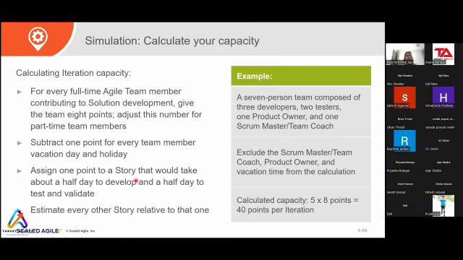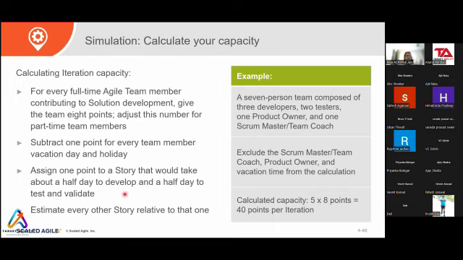Assign 1 point to a story. This is important. Assign 1 point to a story that would take about half a day to develop and a half a day to test and validate. Estimate every other story related to that one. So consider a story which you can completely develop in half a day and the other half day you take for testing and validating. It means completing one story in 1 day. Consider some story like that and give it 1 point.